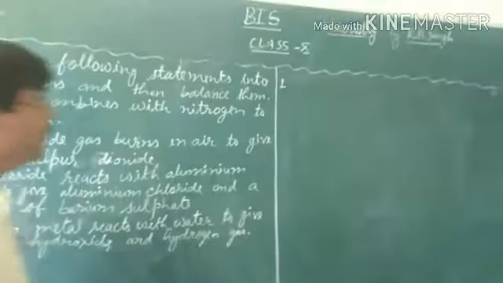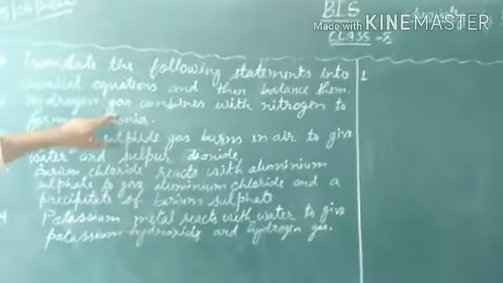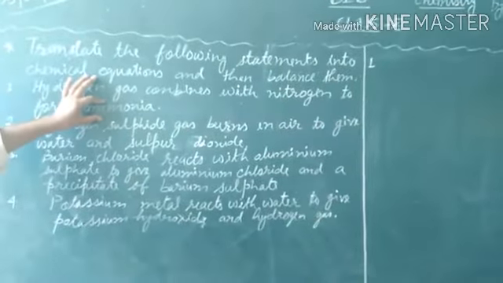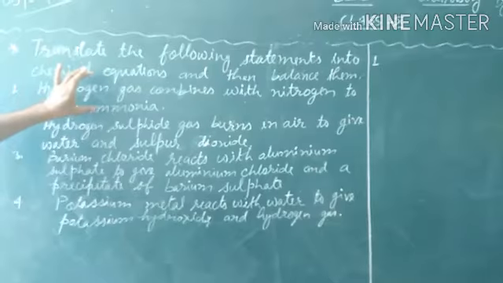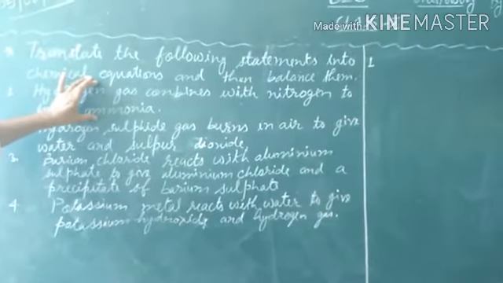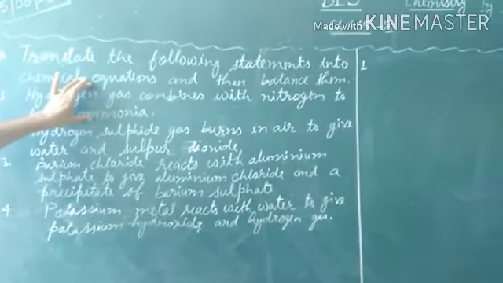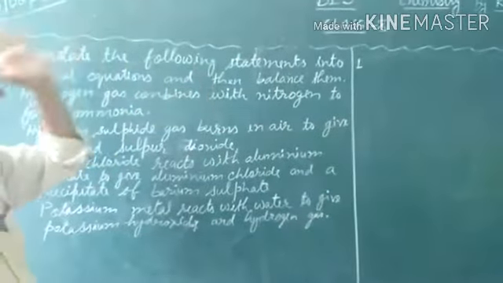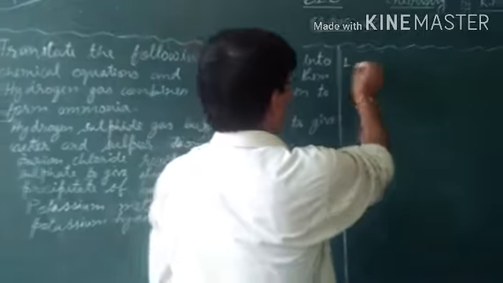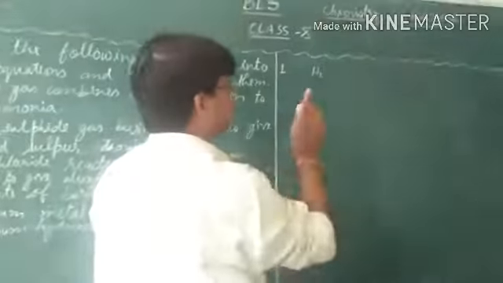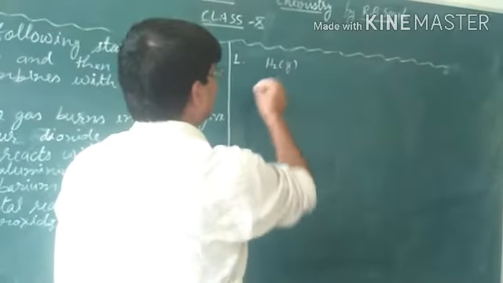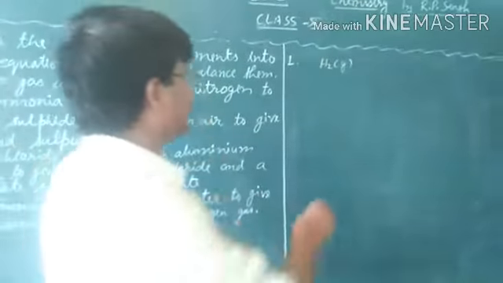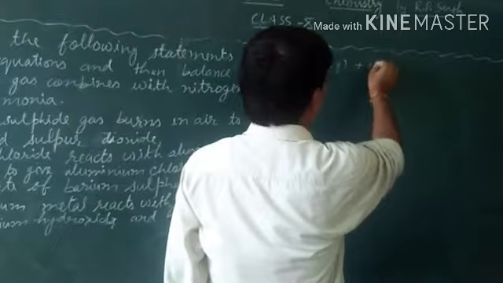That is number 1. What is the question? Hydrogen gas combines with nitrogen to form ammonia. This is a word equation. Our aim is to change it into a chemical equation. The formula of hydrogen gas is H2. This is gas, so I will write g in the bracket. Reacts with nitrogen, plus N2.